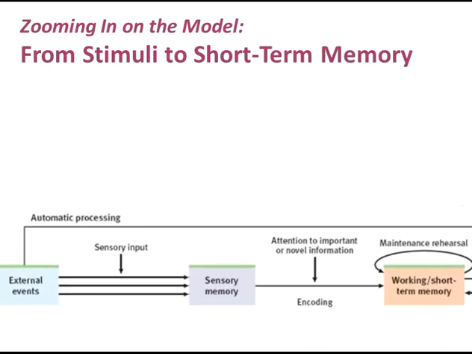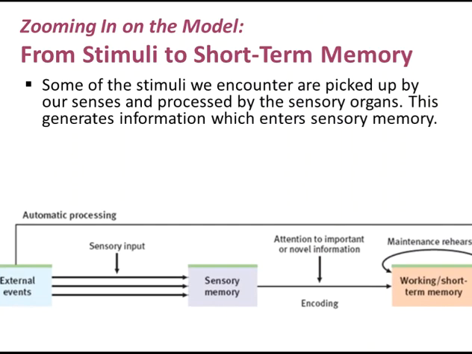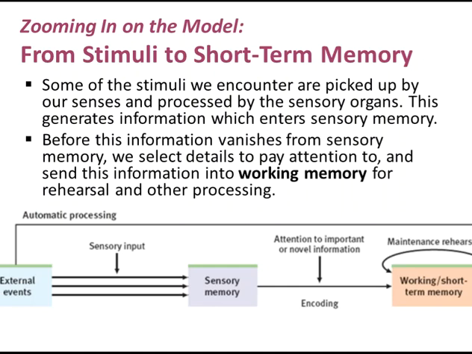So, zooming in on the model, from stimuli to short-term memory. Some of the stimuli we encounter are picked up by our senses and processed by sensory organs. This generates information which enters sensory memory. Before this information vanishes from sensory memory, we select details to pay attention to and send this information into working memory for rehearsal and other processing.